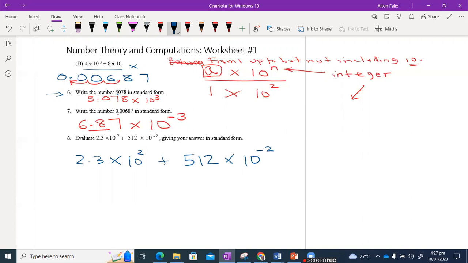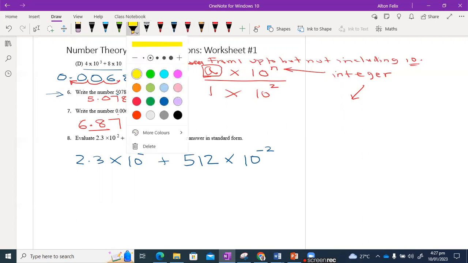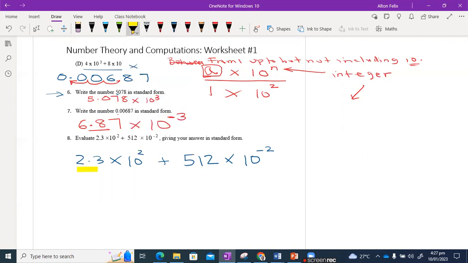Remember we said the first number must always be between what? From 1 up to 10, not including 10. It can be a decimal number between 1 and 10, inclusive of 1. And you'll notice the first number in the second part is 512. So that cannot be what? Standard form. Okay, now the question asks us to work out, simplify, evaluate that expression and give our answer in standard form.